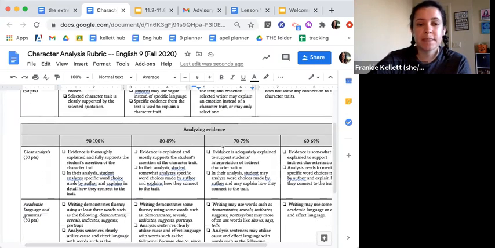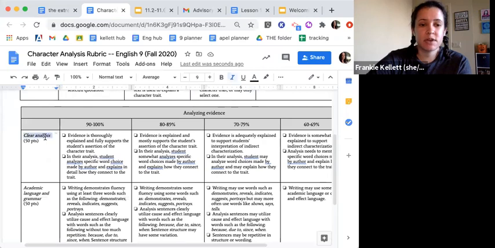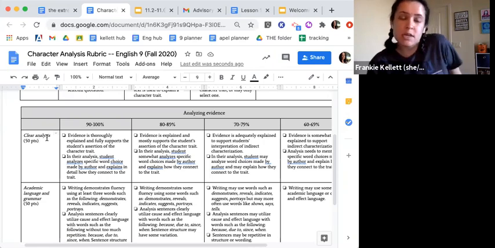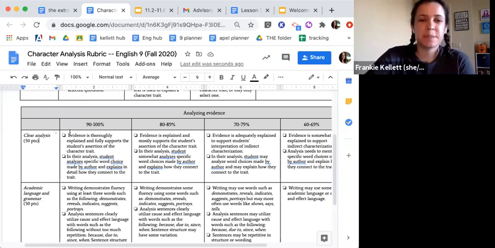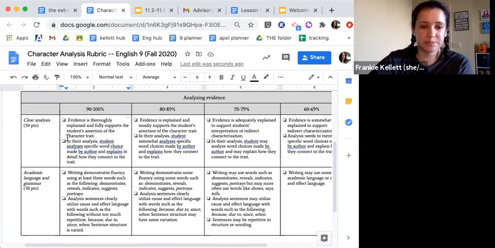So make sure to go back and look at our character notes if you're confused about the difference. The next thing that your paragraph will be graded on is clear analysis. Analysis is really explaining the different parts of the evidence and connecting those parts back to your main idea, which in this case is your character trait. Evidence is thoroughly explained and fully supports the student's assertion of the character trait. That means you are thoroughly and clearly, step by step, explaining how the evidence connects to and supports the character trait that you've chosen.